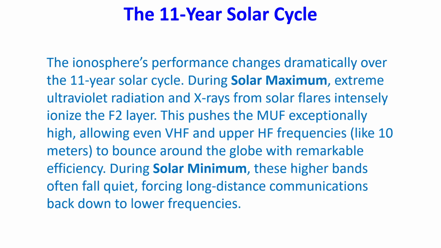Performance of the ionosphere changes dramatically over the 11-year solar cycle. During solar maximum, extreme ultraviolet radiation and X-rays from solar flares intensely ionize the F2 layer. This pushes the maximum usable frequency exceptionally high, allowing even VHF and upper HF frequencies like 10 meters to bounce around the globe with remarkable efficiency.